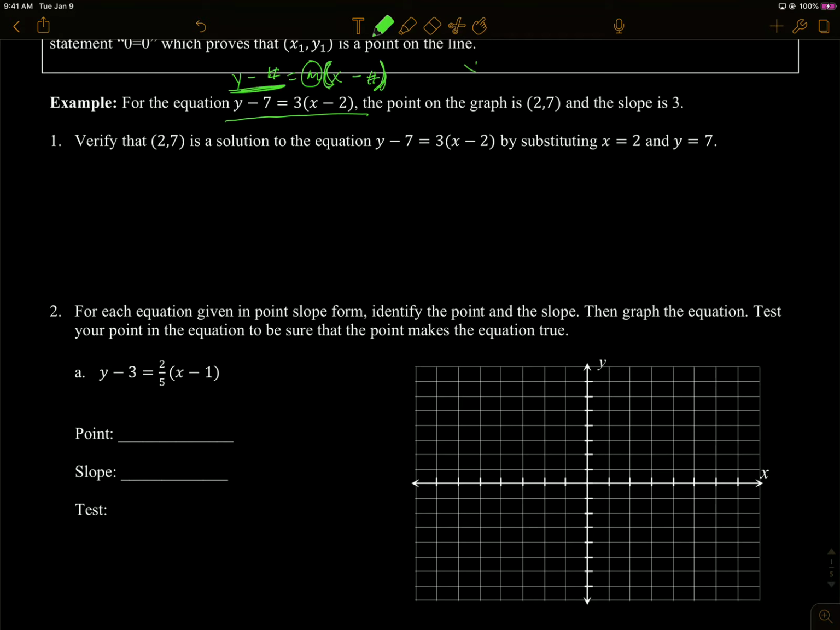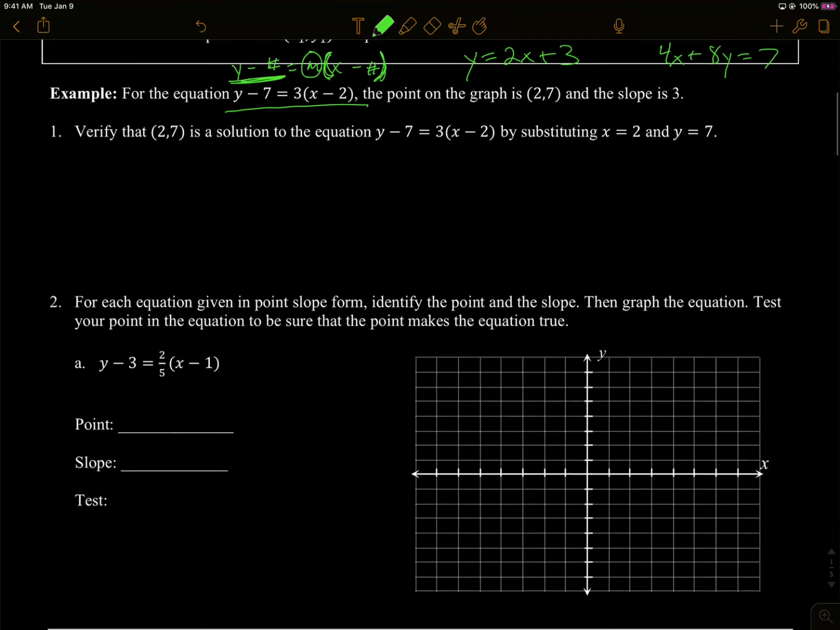You have to be able to tell the difference between, say, y equals 2x plus 3, which is slope-intercept form, or 4x plus 8y equals 7, which is standard form. So these are our three forms. This form seems to have a set of parentheses in it, which can help us tell it apart.